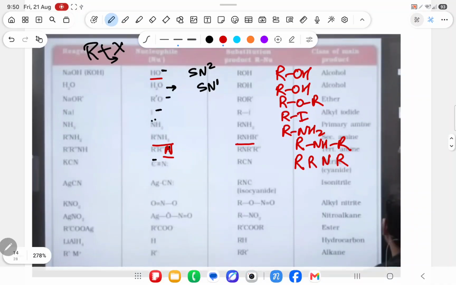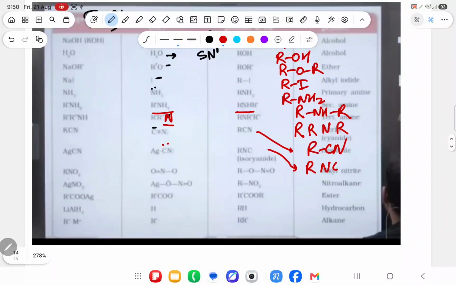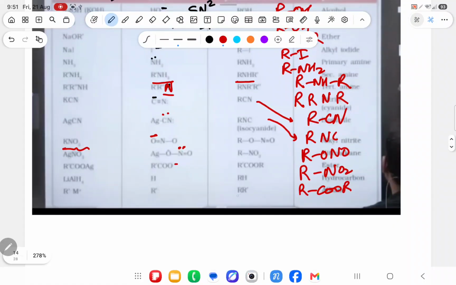Over here, CN minus gives RCN. But Ag has pseudo-noble gas configuration, so it gives RNC. Like that I am writing some bottom. Over here, KNO2 attacks from the negative oxygen to give RONO. But AgNO2 attacks from the lone pair of nitrogen to give RNO2. RCOO minus gives RCOOR, and over here RR will give R and R dash.